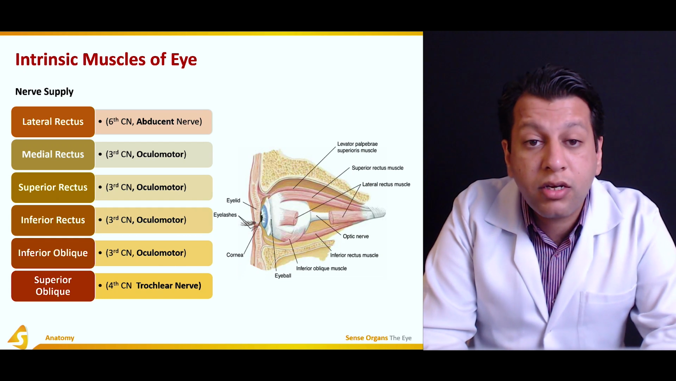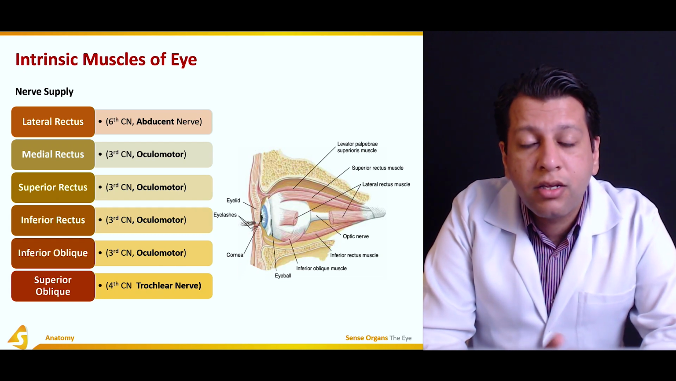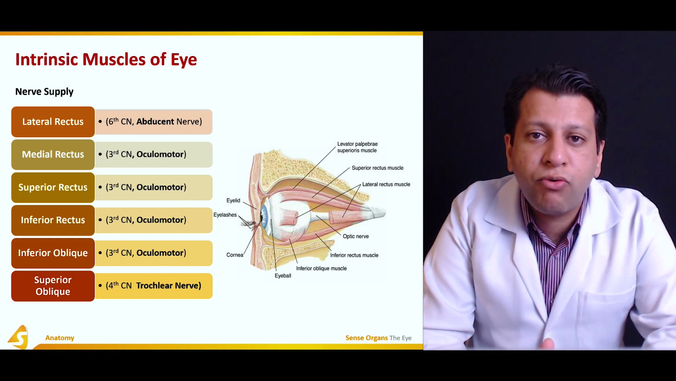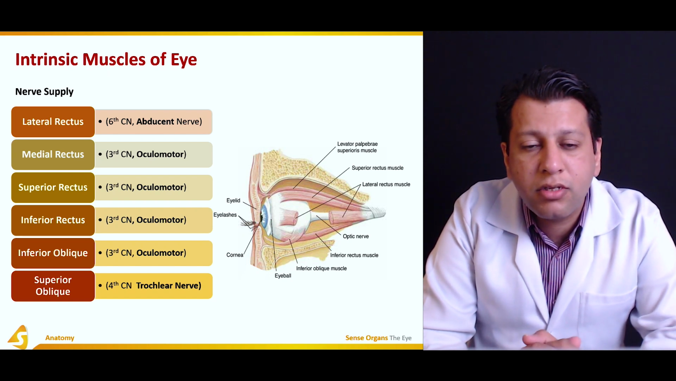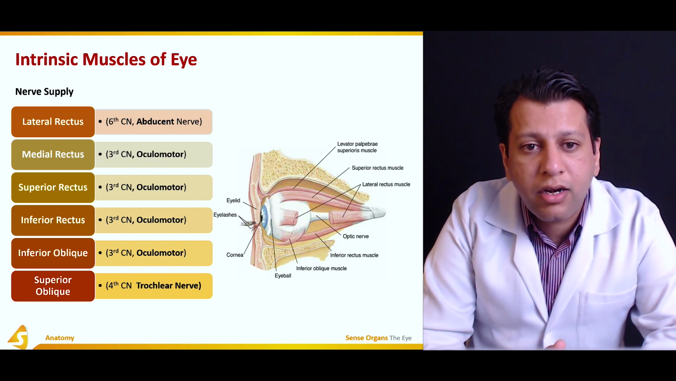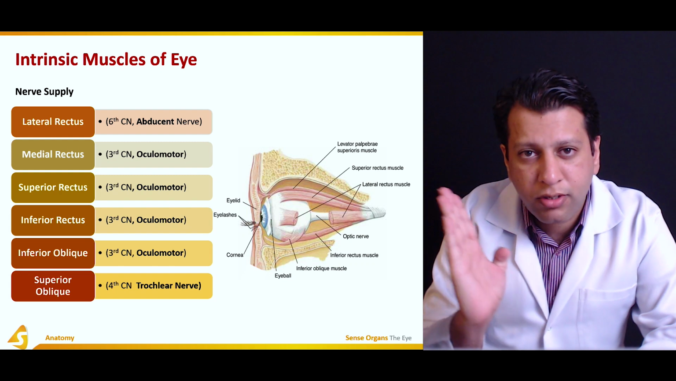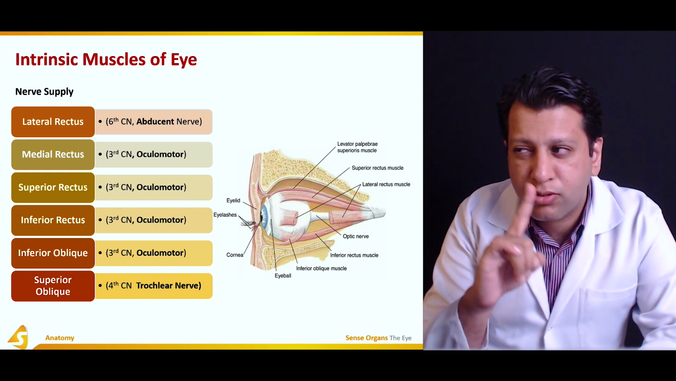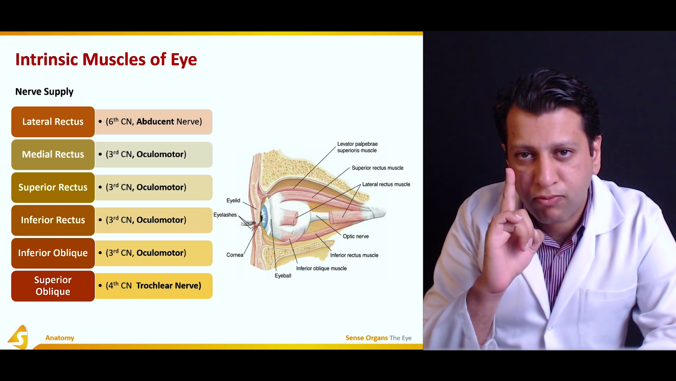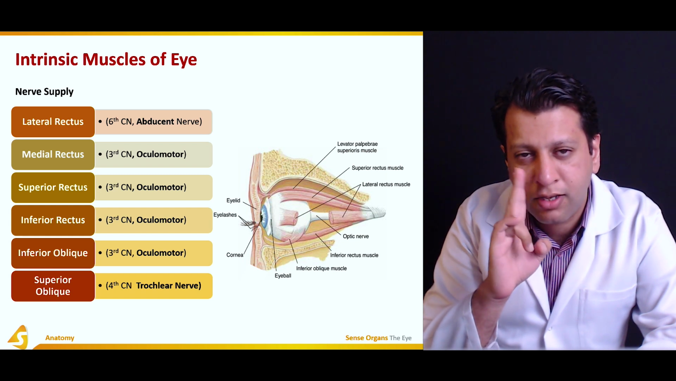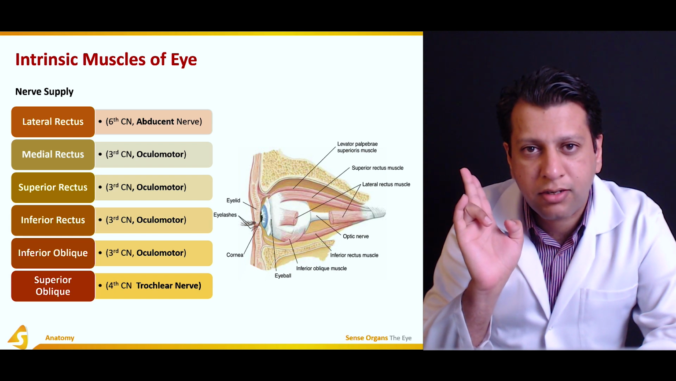Now, coming to the intrinsic muscles of the eye, there are basically 6 muscles which are supplied by 3 nerves. There are 4 recti, namely the medial, lateral, superior, inferior rectus. Then there are 2 oblique muscles called the superior oblique and inferior oblique. Now, lateral rectus tilts the eye laterally, or if I want to see over this side, this is the function of this. If I'm viewing anything from this eye, then that is the function of the lateral rectus.